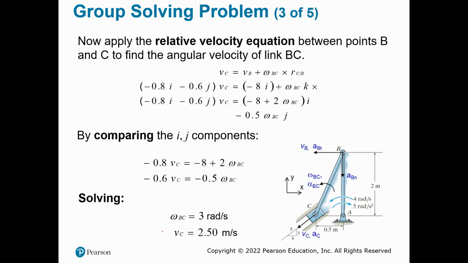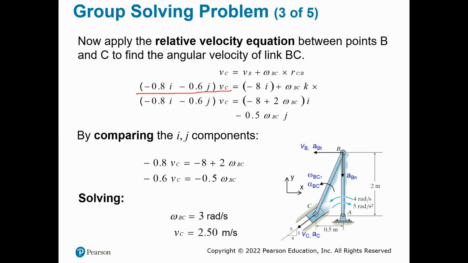Now keep going. Now we apply the relative velocity equation between points B and C to figure out the angular velocity of link BC. Whatever is going on with B, linked together with omega_BC and r_C/B, will give us an equation here. What I do want to emphasize here is what's going on with this term right here, v_C.